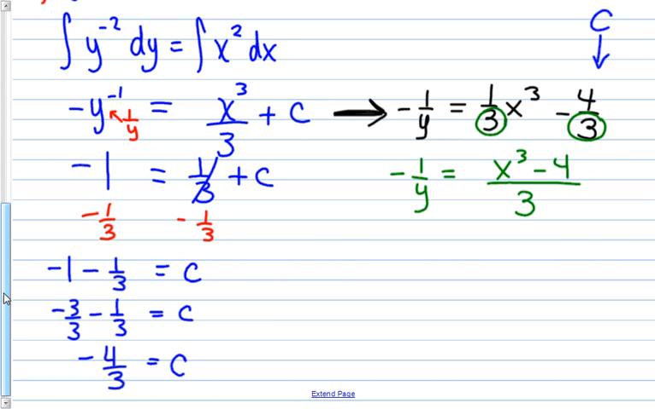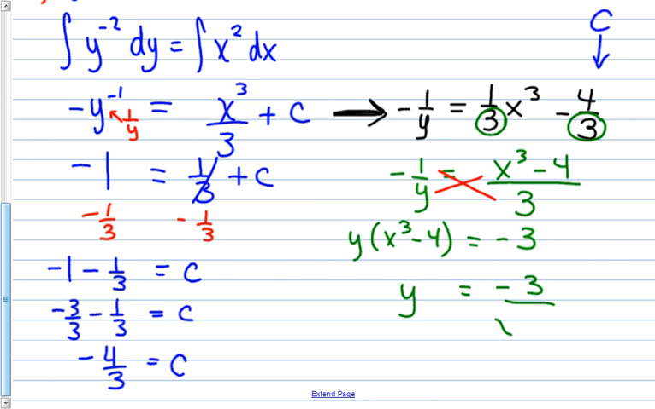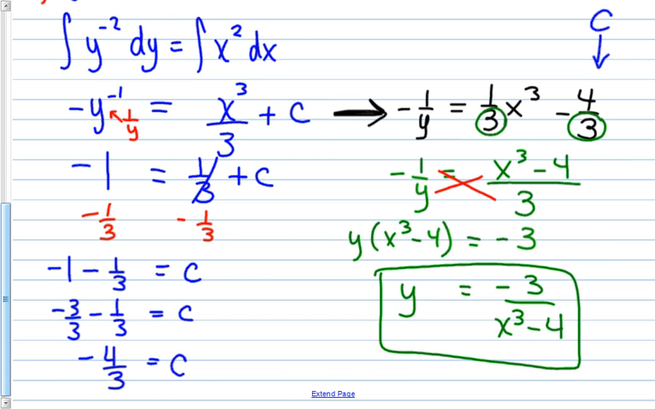So now that I see it like this, maybe it'll help you understand that in order to get y by itself, you might have to do some algebra, like cross multiplying, because that's how you solve proportions, right? So I get y times x cubed minus 4 equals negative 3. And then to get y by itself, I would divide away the x cubed minus 4, so negative 3 over x cubed minus 4. And that's it. Here is my solution to my differential equation.